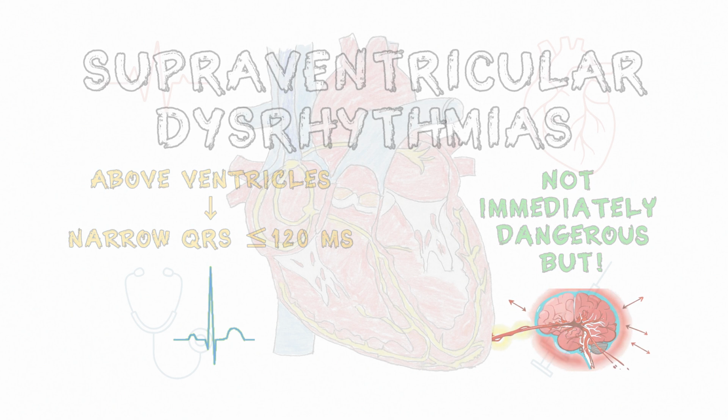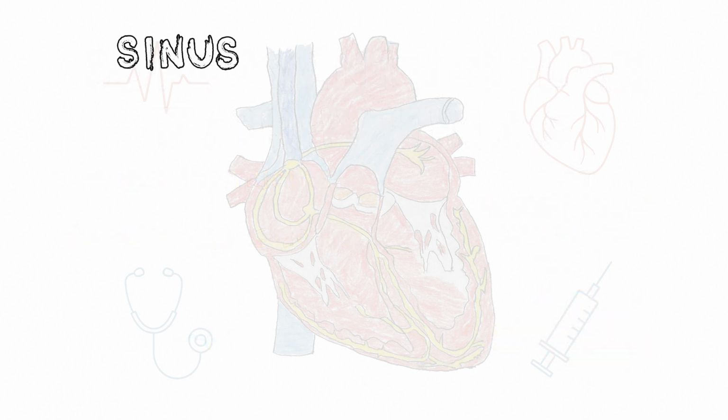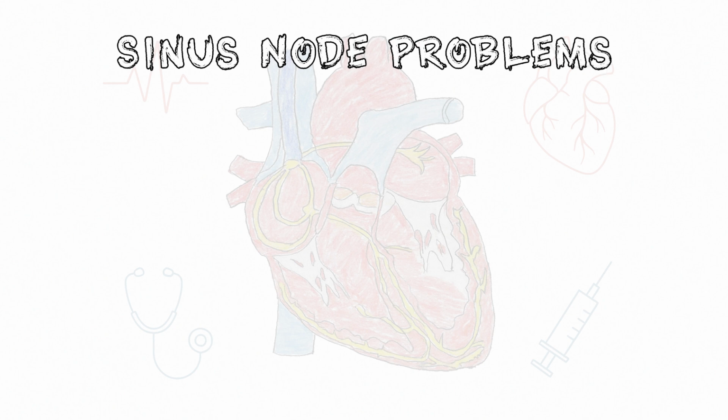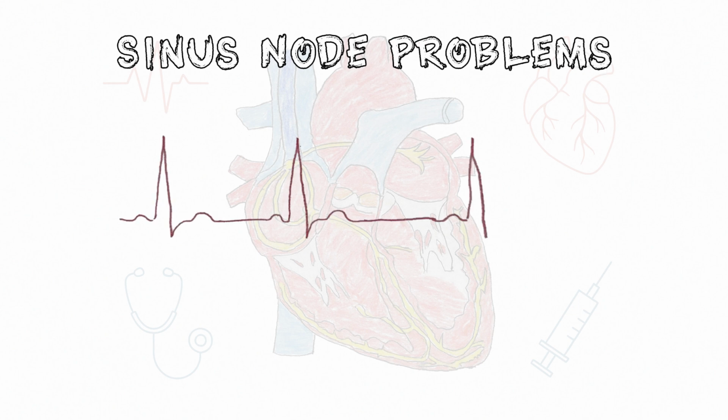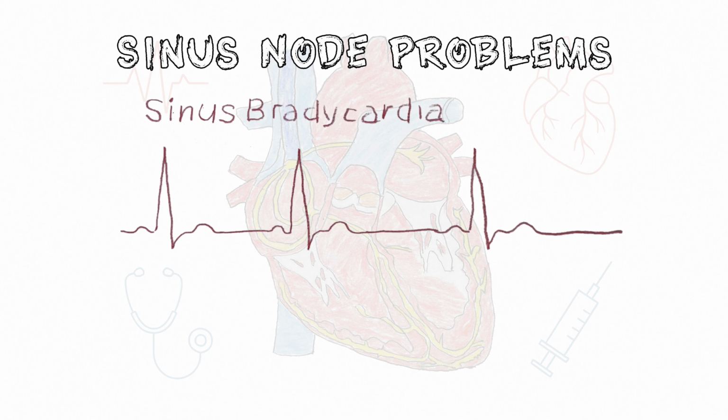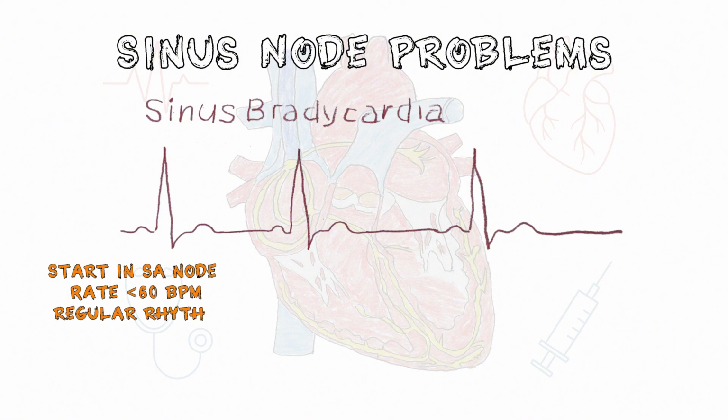And we start with sinus node problems. It includes, first, sinus bradycardia. This originates in the SA node, the natural pacemaker of the heart. Heart rate is under 60 beats per minute. The rhythm is regular, the P waves are all similar, and PRI and QRS are normal.